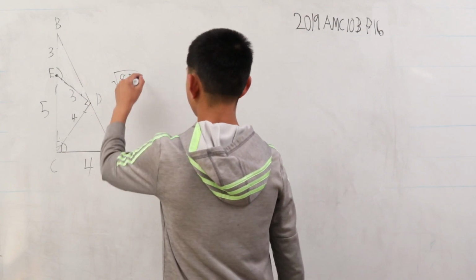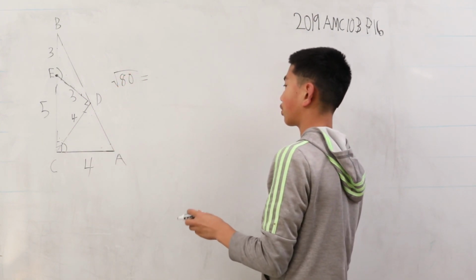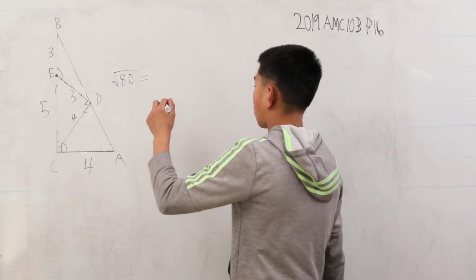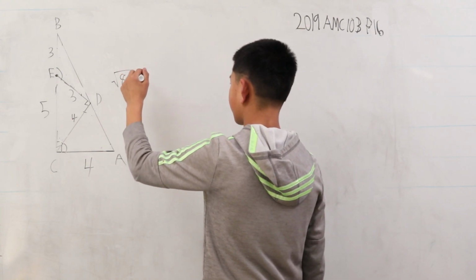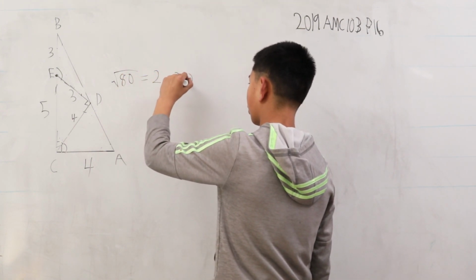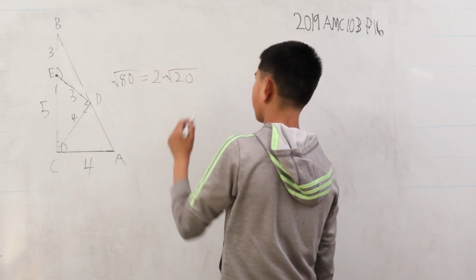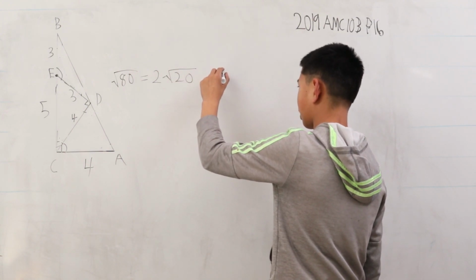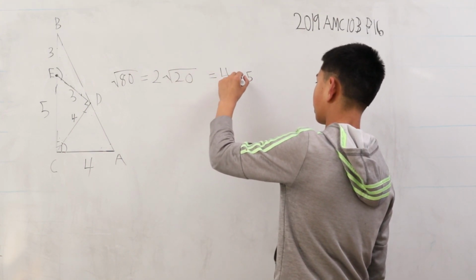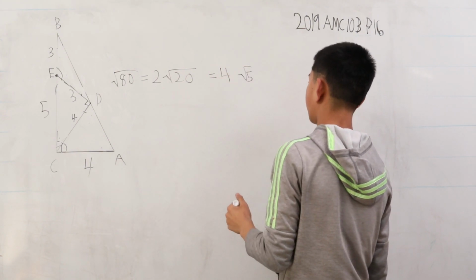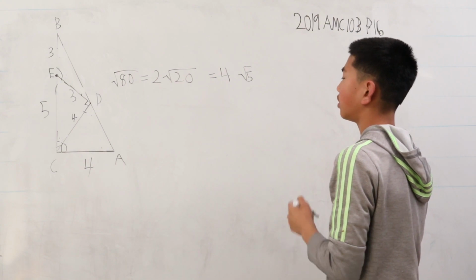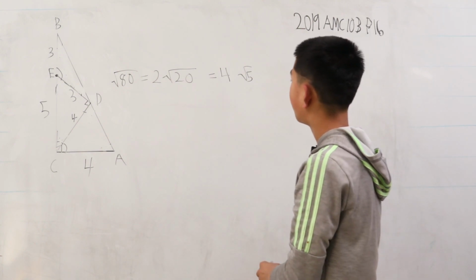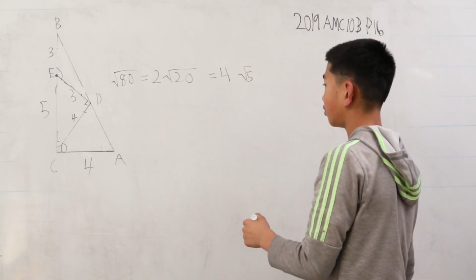We want to break it up. I just like to break up the small squares first. In this case, we see that a 4 can be taken out, so this is 2 root 20. And then another 4 can be taken out. This is 4 root 5. And now we have this relationship. Yeah, this is true, 4 root 5. That's pretty cool. We have the hypotenuse discovered.